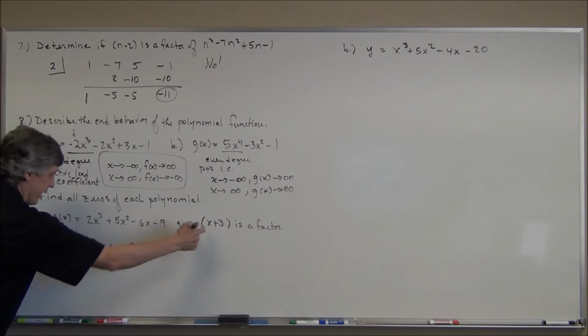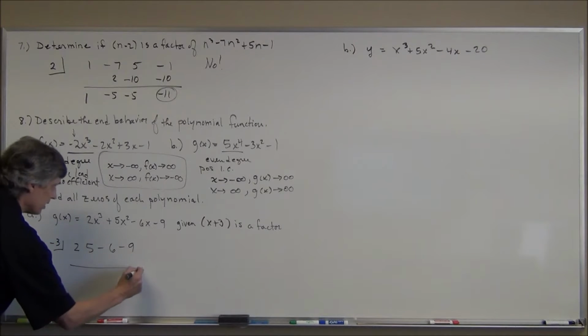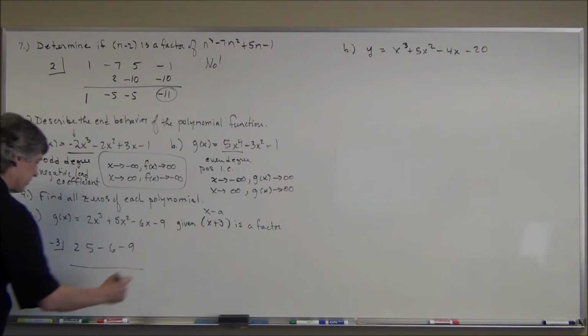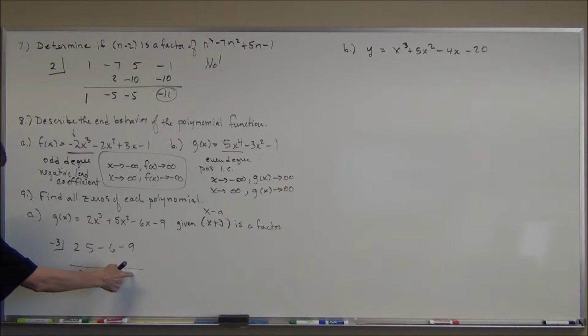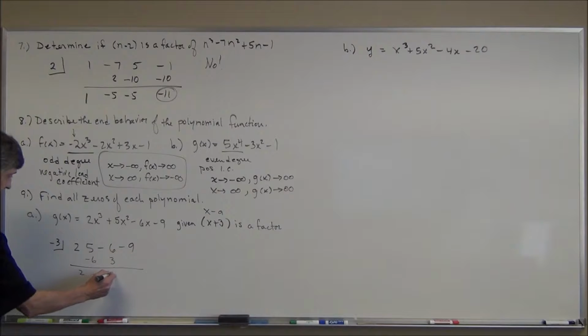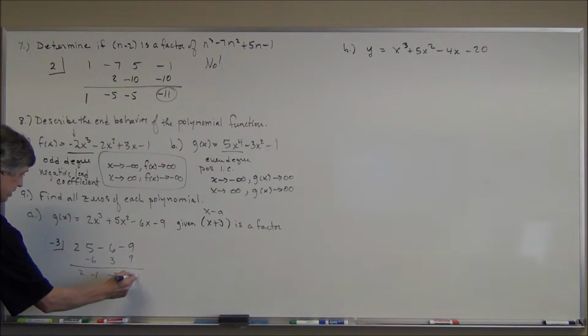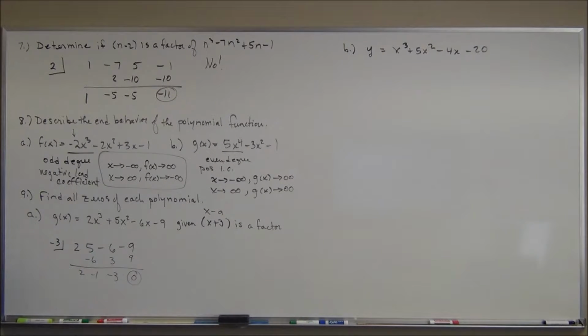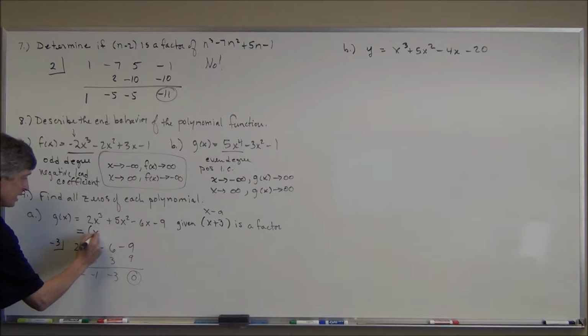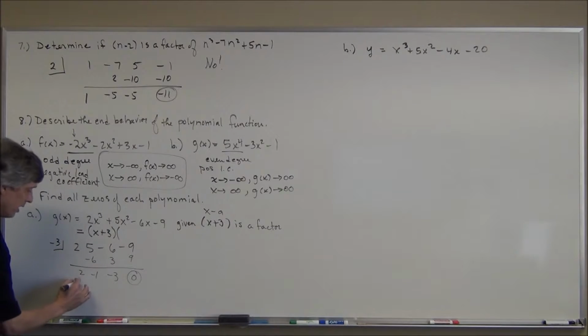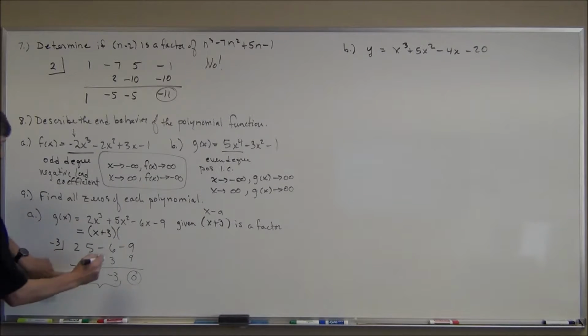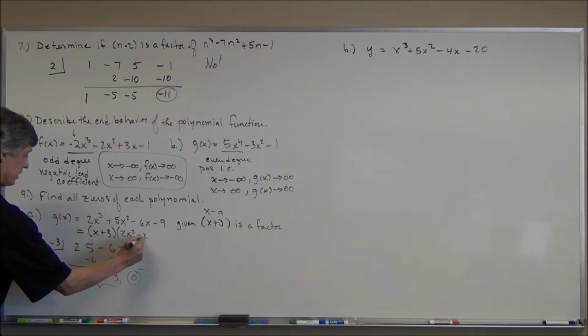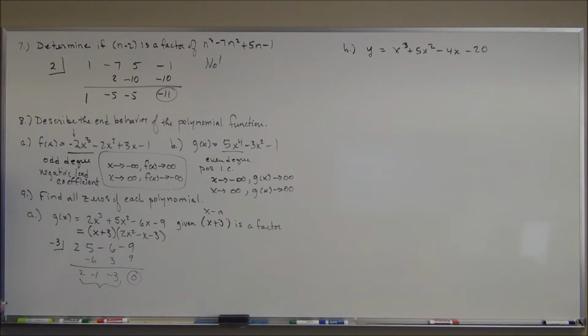In the pocket, a negative 3, because it's in the form x minus the number, right? 2, this better give me a 0. Negative 6, that's negative 1, that's positive 3, that's negative 3, that's positive 9, that's 0. All right, that part's good. That means that this guy here factors into x plus 3 times, and here's your depressed polynomial, 2x squared minus x minus 3.